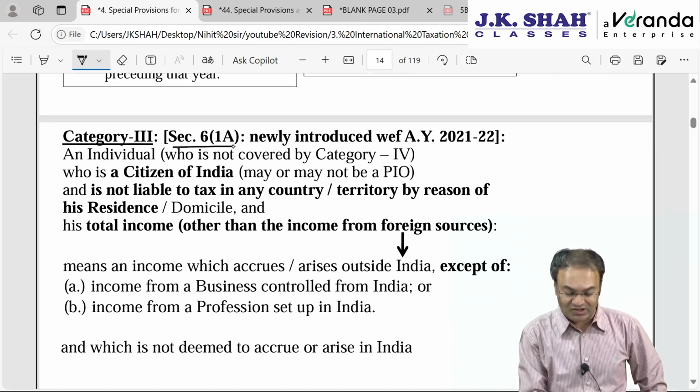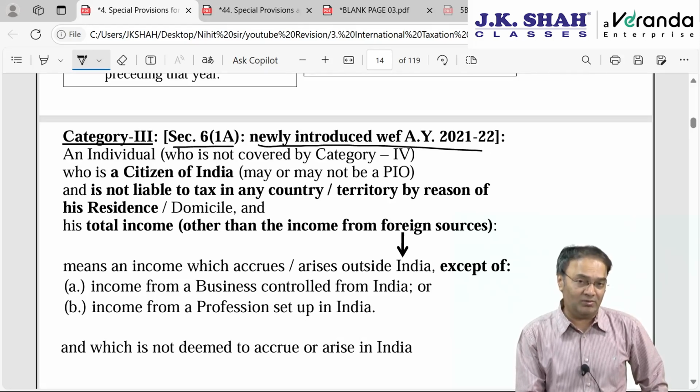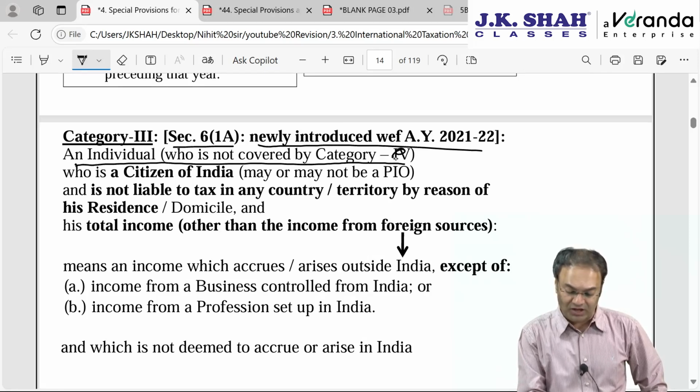Okay, section 6 clause 1A. It is not subsection 1A, it is clause 1A. Newly introduced in AY 21-22 by Nirmala Sitharaman ji. Again applicable to a person who is a citizen of India. An individual who is not covered by category 2, category 4. Category 4 means the general exception, or you can delete these bracketed wordings.